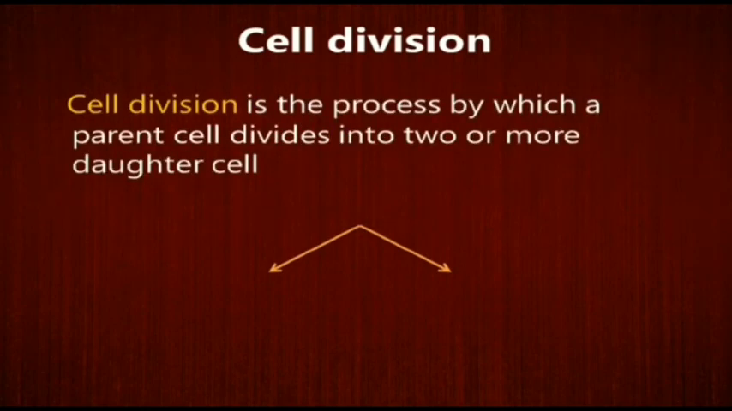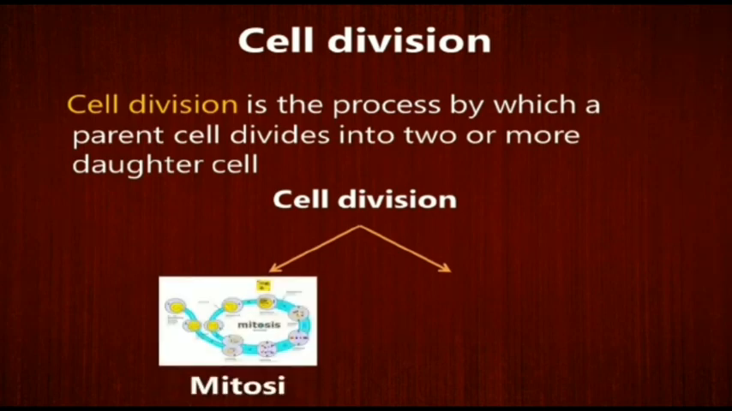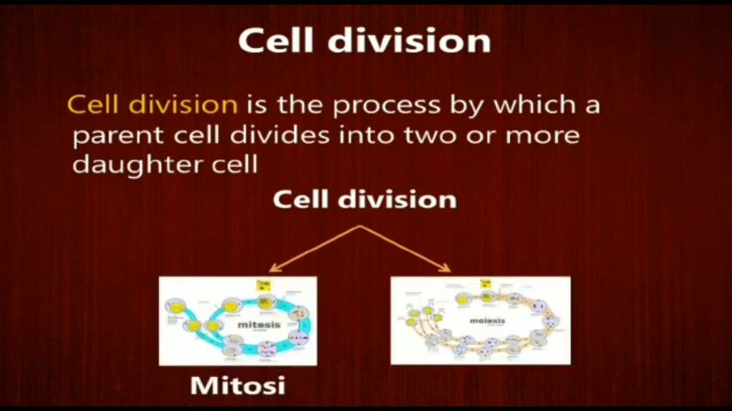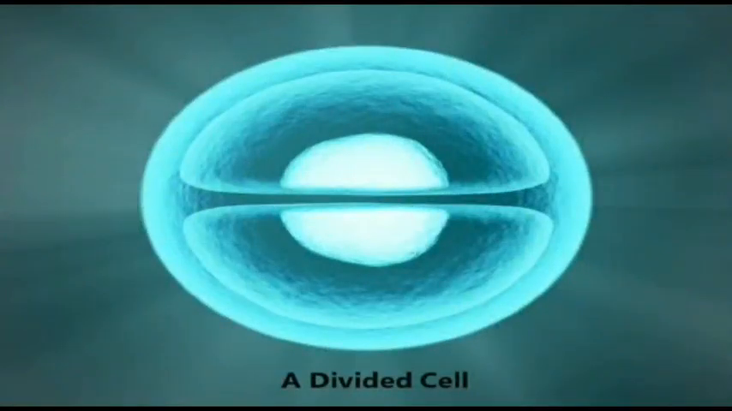Now let's talk about cell division. Cell division is the process by which a parent cell divides into two or more daughter cells. The two types are mitosis and meiosis. This diagram is of a divided cell, as you can see.